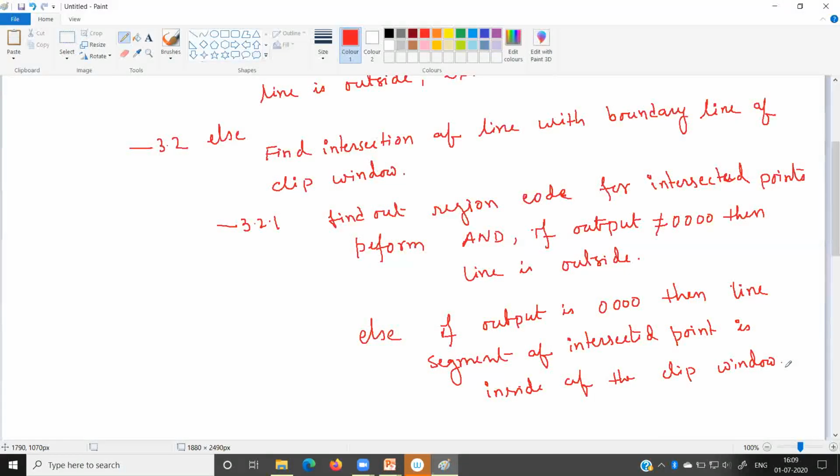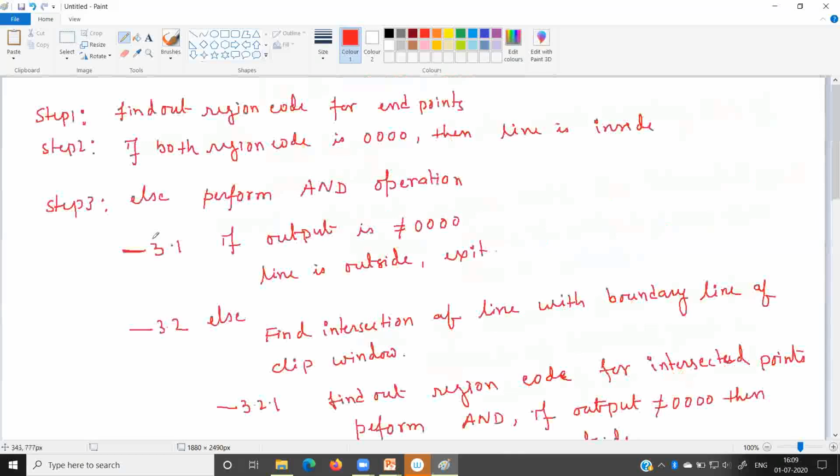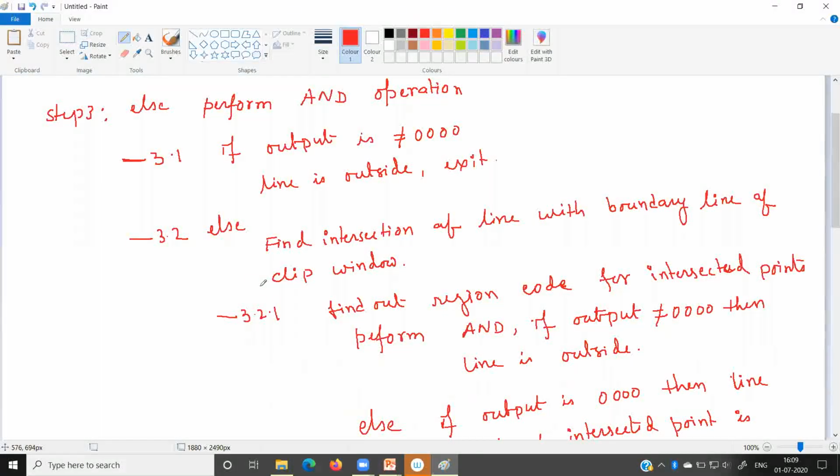Okay, so this is overall the Cohen-Sutherland line clipping algorithm technique. First we have to find out the region code. If both region codes are 0, 0, 0, 0, the line is totally inside, and then exit. Otherwise, perform the AND operation. If the output of the AND operation is not equal to 0, the line is outside; exit. If it is 0, then find the intersection of the line with the boundary.